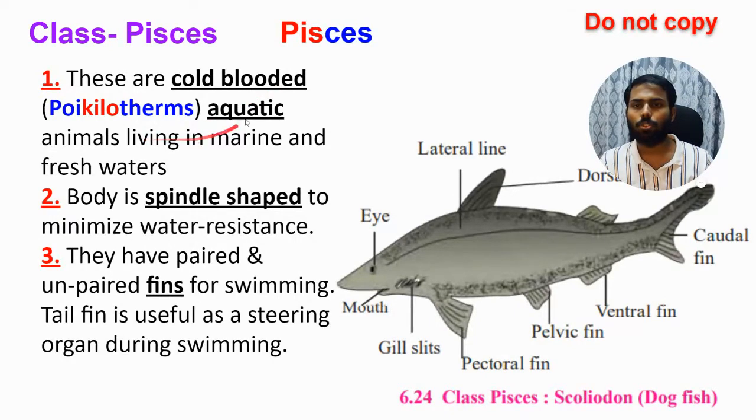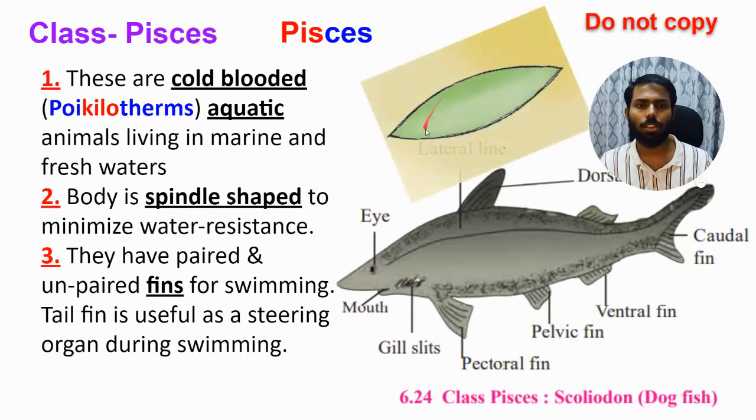So these are aquatic animals living in marine and fresh water. You will find them in sea water, and also in lakes and rivers. Body spindle shape. What is spindle shape? This is the shape of a spindle. Okay, spindle means a top. So a top is generally of this shape, right? So spindle shape means this shape. Why? To minimize water resistance.